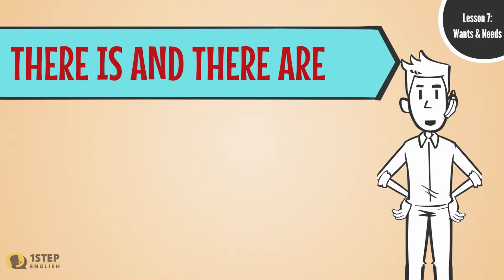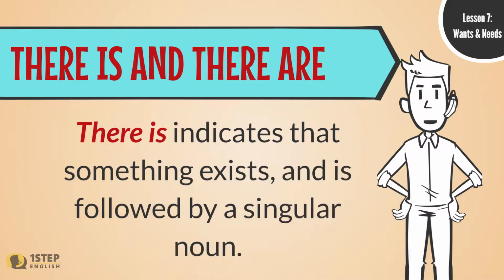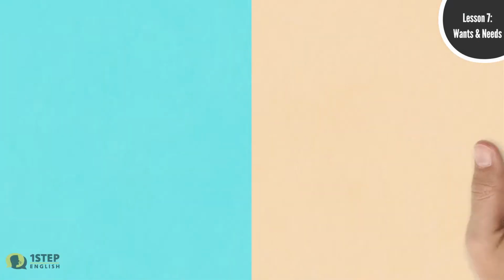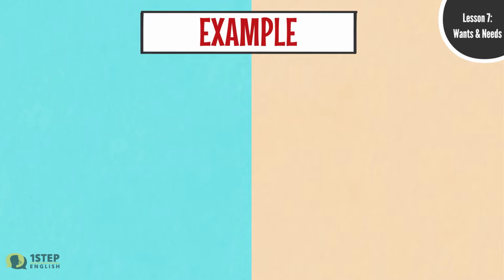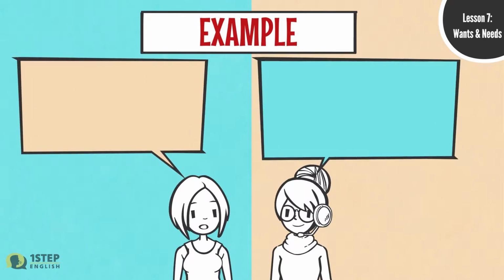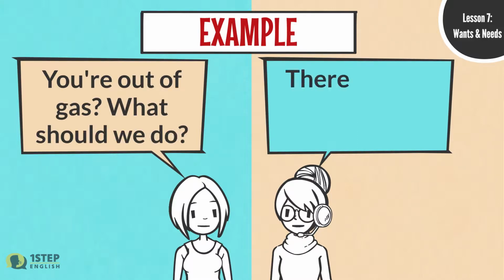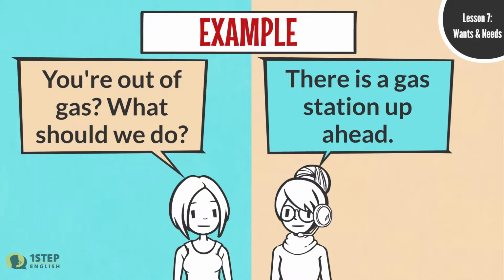There is, and there are. There is indicates that something exists, and is followed by a singular noun. For example, you're out of gas? What should we do? There is a gas station up ahead.